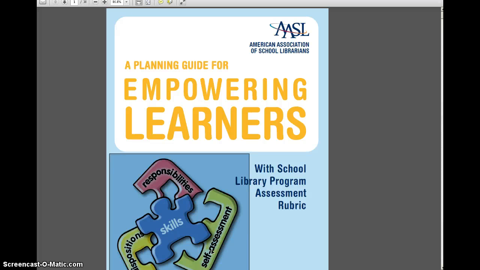You probably remember seeing a planning guide for empowering learners with the School Library Program Assessment rubric in previous classes. Here we want to explore what the planning guide says about intellectual freedom and intellectual property and ethical use of information, all topics that concern us in reference and information service.